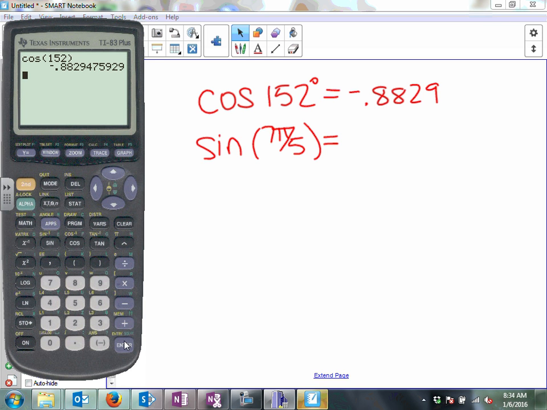And you have to make sure you switch your mode if you need to. So what mode do we need to be in for this one? Radian. All right, so go to mode, radians. And then we can type in the sine of 7 pi over 5.